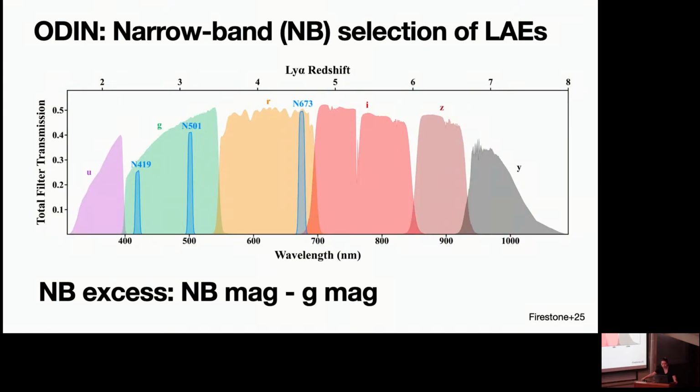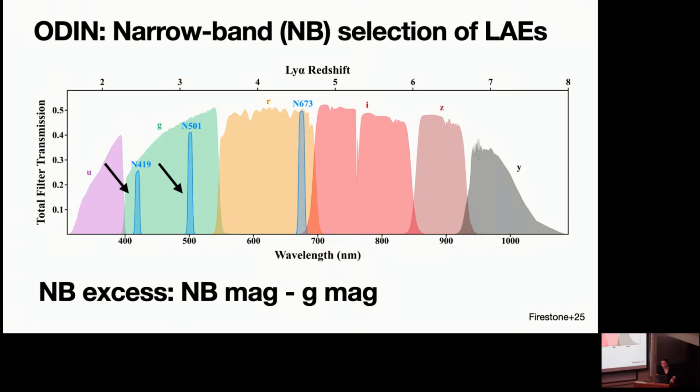So LAEs are usually selected with narrowband photometry. ODIN is a survey. It stands for One Hundred Degrees in Narrowband, and it uses custom narrowband filters to select LAEs. Specifically, we're using these two filters: N419, which selects LAEs around redshift 2.45, and N501, which is around redshift 3.1. LAEs are selected using the narrowband excess, the difference between the narrowband magnitude and the g-band. All these broadbands are from DECam, the Dark Energy Camera.